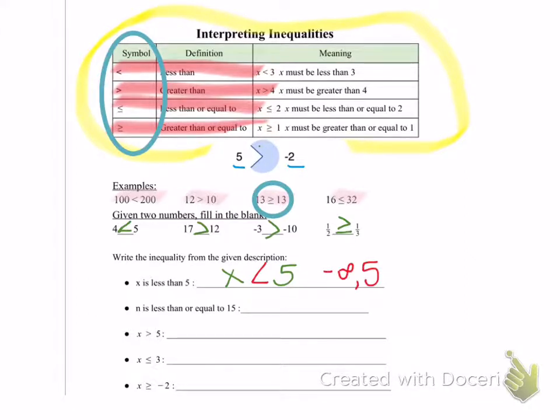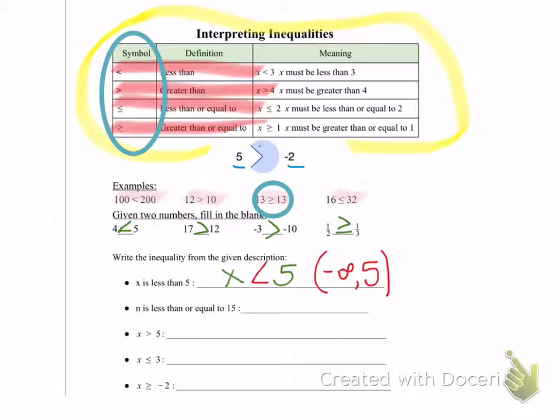Now let's figure out if it's parentheses or brackets. Remember, any single time it's with an infinity sign, that's going to be a parenthesis. And one thing, if it has the equal to, that means it has a bracket. But if it doesn't have the equal to, it has a parenthesis. So in this problem, there is no equal to, so it's just a parenthesis. So there it's written in interval notation.